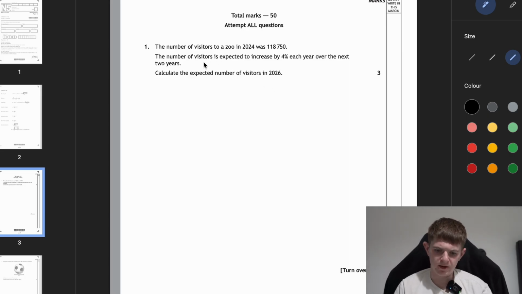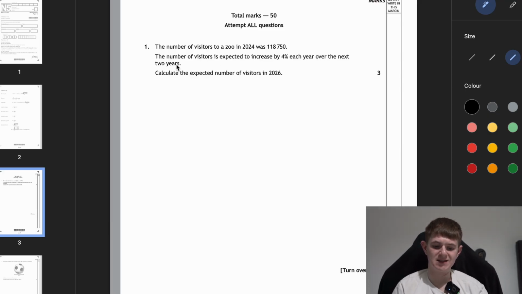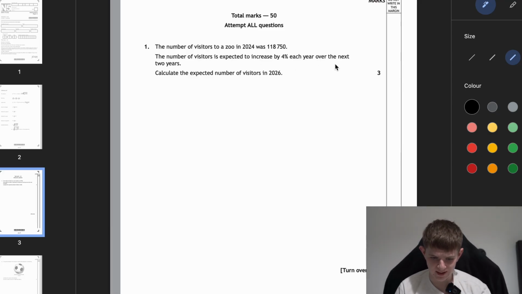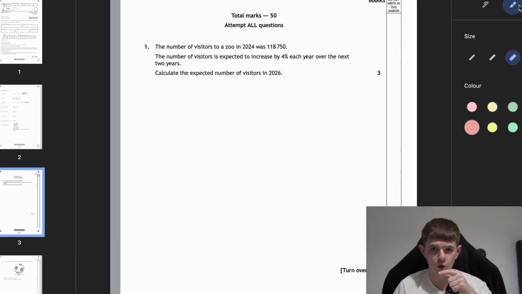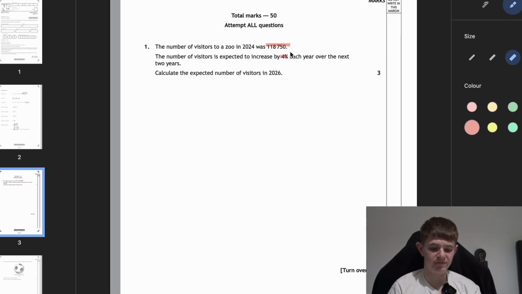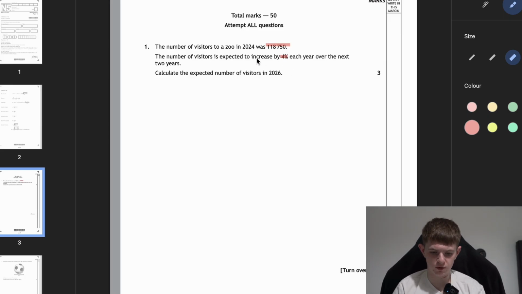Right, the number of visitors to a zoo in 2024 was 118,750. The number of visitors is expected to increase by 4% each year over the next 2 years. Calculate the expected number of visitors in 2026. So a wee appreciation, depreciation to start. We know it's appreciation, depreciation because it's 3 or more numbers. So we've got 118,750, we've got the 4% and we've got the 2 years. So it has to be that.